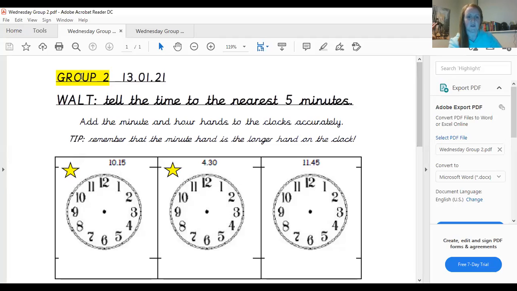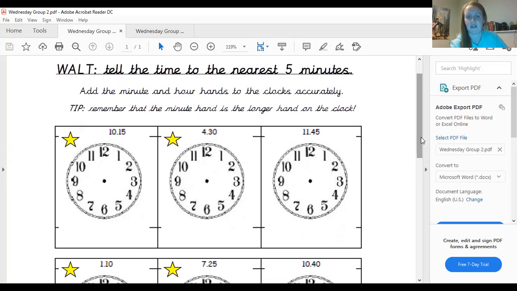Now, you are in group 2. So you have got this document, okay? So it's group 2. Today's date, your WALT is to tell the time to the nearest 5 minutes. Now, these clocks here, I would like you to add the minute and the hour hands to the clocks accurately. So you're looking at this digital time.